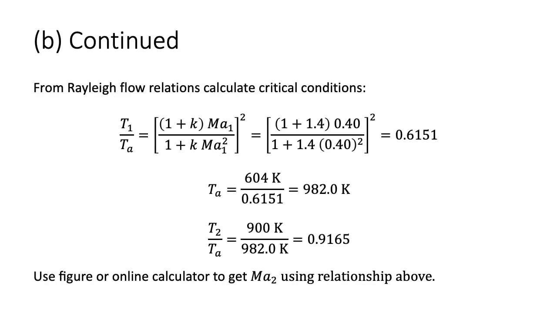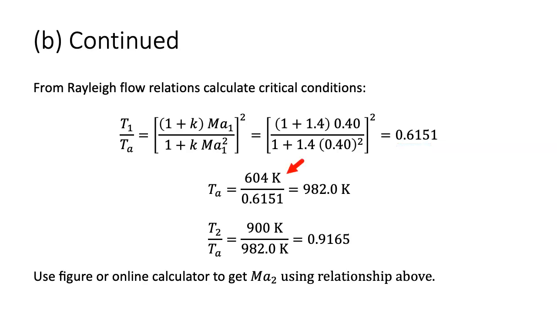Referring back to the temperature entropy diagram, we note that the process from section 1 to section 2 lies along the Rayleigh line. Thus, we need to use the Rayleigh relations for these calculations. Since we know the Mach number at section 1, we use the local to critical temperature relation to calculate a ratio of 0.6151.